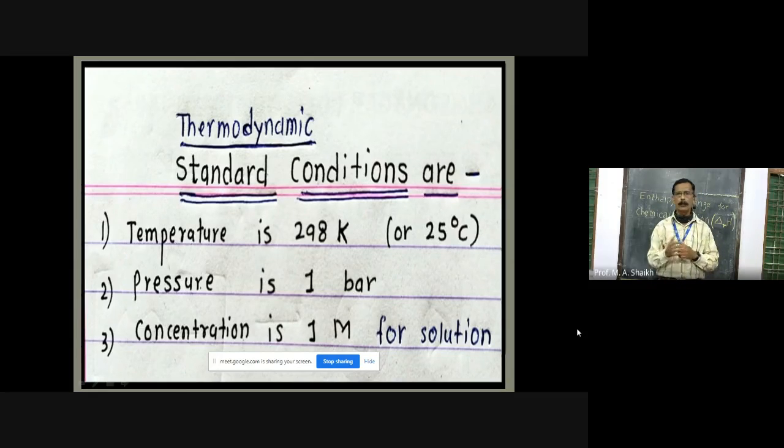Temperature should be 298 Kelvin or 25 degrees Celsius. Pressure should be 1 bar if any substance involved in the reaction is in gaseous state, and concentration should be 1 molar if the substance participating in the chemical reaction is in solution. Let's hope you are getting this.